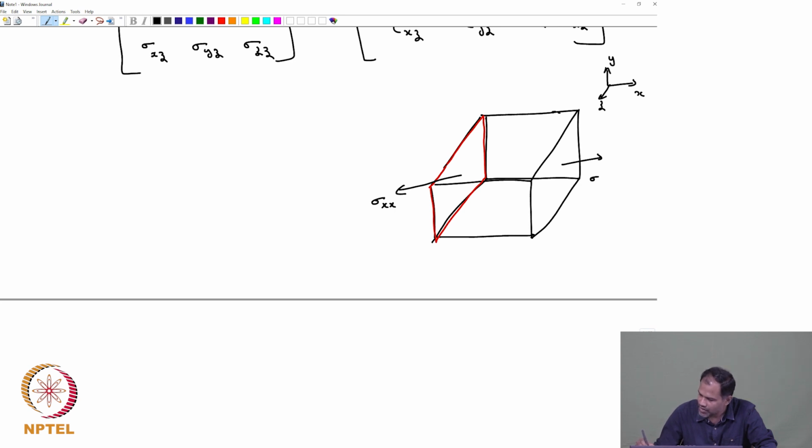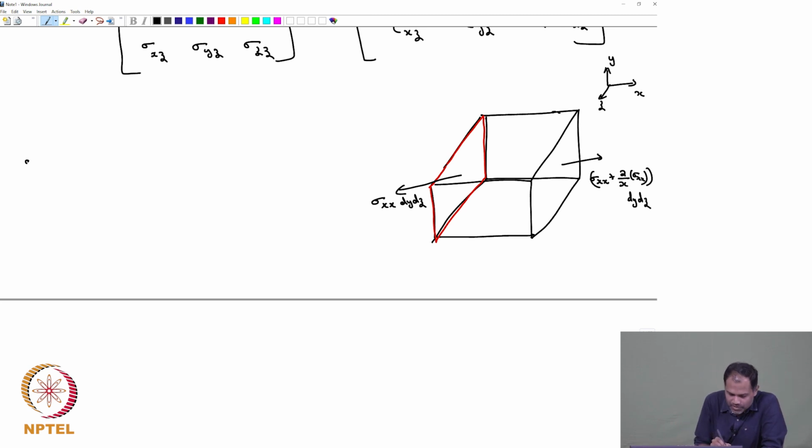Okay. So, if sigma xx is acting on this side, on the other side we can say that the stress is going to be sigma xx plus del by del x of sigma xx, or if we want to talk about the force, that is going to be multiplied by dy dz, and on this side as well it is going to be multiplied by dy dz. In other words, the force that is going to come in x direction from this particular component, the difference between the force acting on the left side and the force acting on the right side, is minus del by del x of sigma xx.